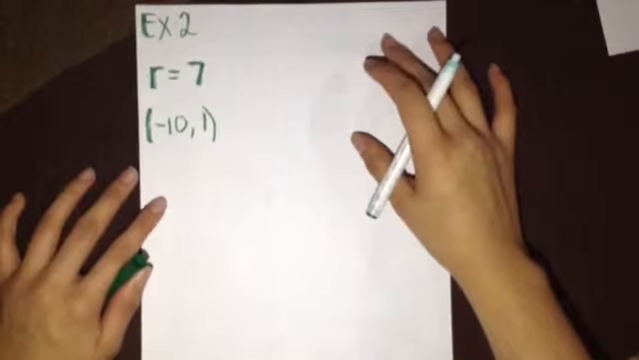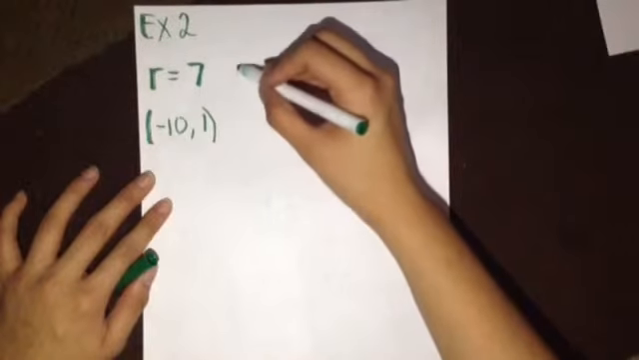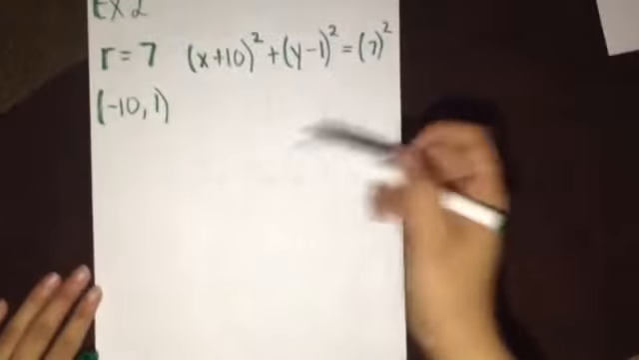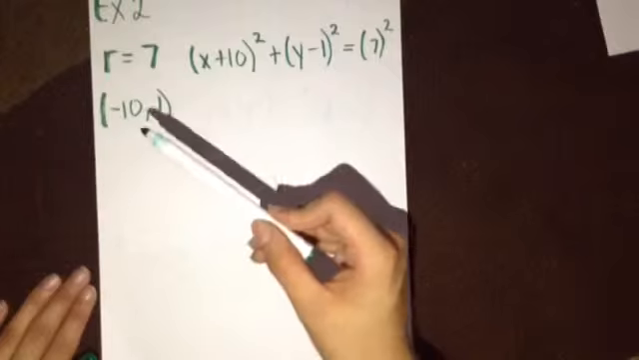And once again, we're going to plug that into the equation. So we're going to have the equation. So this is going to be your equation for a circle with radius of 7 and the point -10, 1.